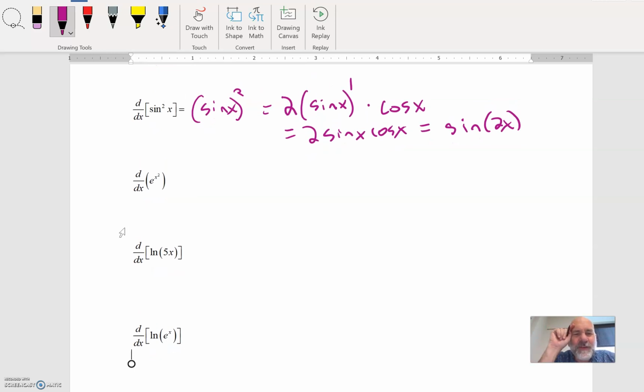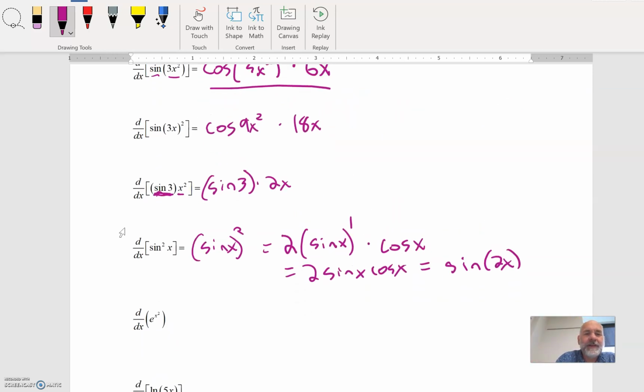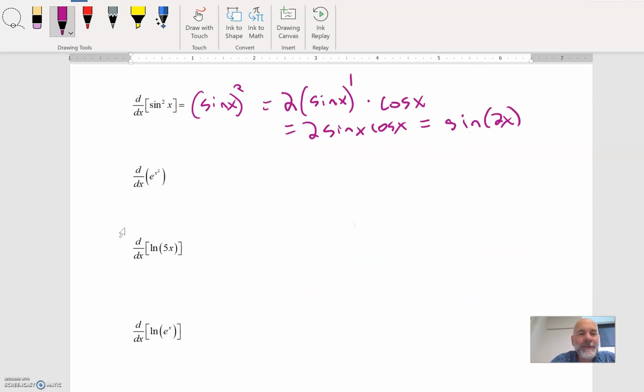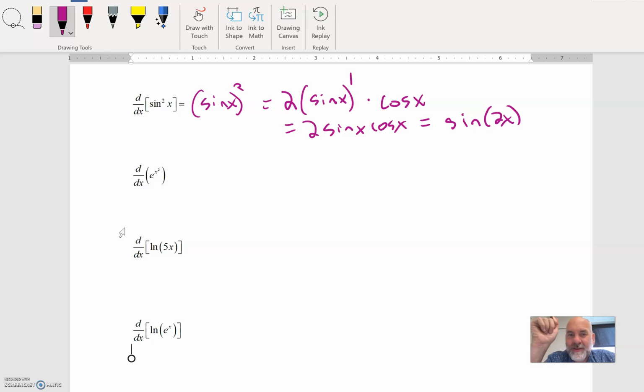All right, derivative of this. Now this is kind of confusing. What's the outside? What's the inside? Think to yourself, what happens first to the x? That's the inside function. What happens to x first is squared on this one, and what happens second is e to the. So the derivative of e to the anything is e to that thing times the derivative of what's inside.